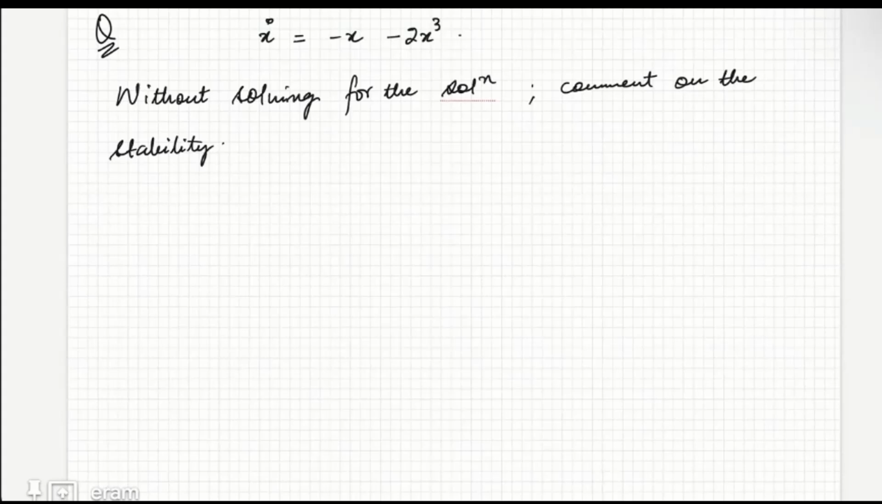So how can we analyze? We have a non-linear system given over here. If it were a linear system, we could easily tell about the stability of the solution. But since we have a non-linear system and we don't want to find the solution, how can we comment on the stability of the system?